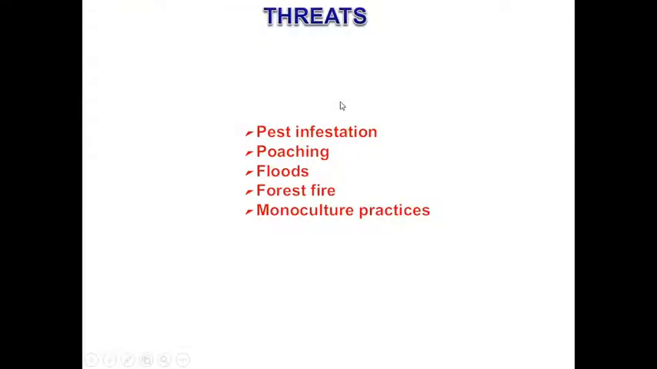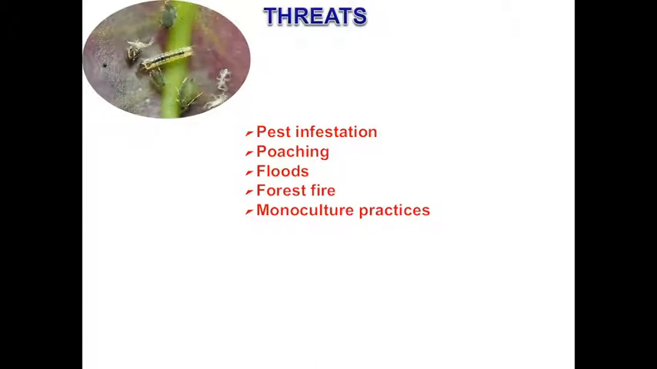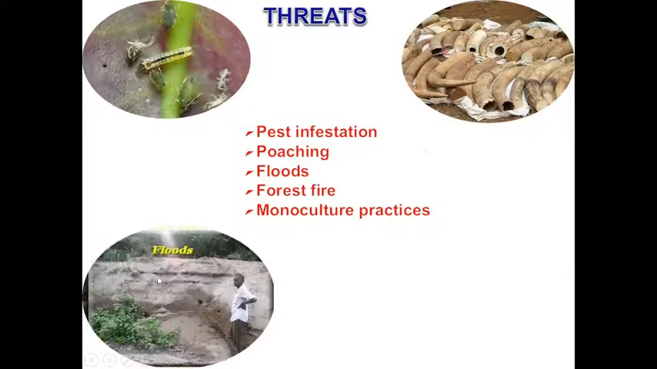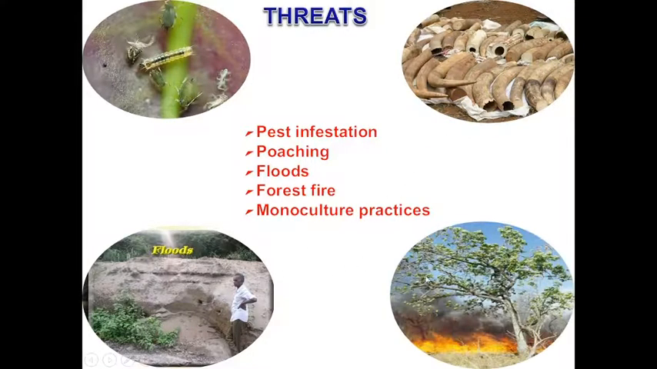And here are a few threats for this biodiversity loss. Even though there are causes, there are so many threats for this biodiversity. The first one is pest infestation. The second one is poaching. The third one is floods. The fourth one is forest fire. And the fifth one is monoculture practices. As you know, so many threats are there for this biodiversity loss.